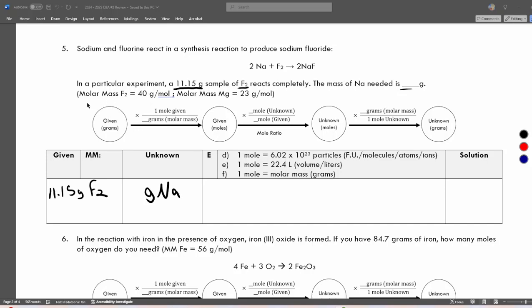And then it gives us 2 molar masses right here. Molar mass of F2 is 40 grams per mole. And the molar mass of, that should say sodium. A little mistake there. No big deal. And I'm going to look up the molar mass of sodium just to make sure real quick. Okay, yeah, that is the correct molar mass of sodium. It's supposed to say molar mass right here, so let's pretend it does. And that's 23 grams. All right, just wanted to make sure.